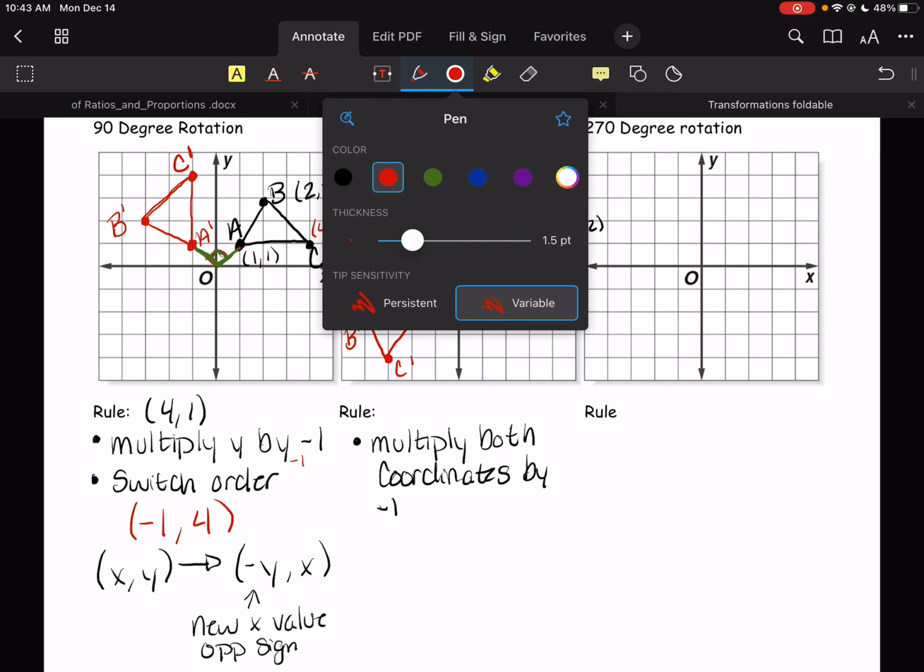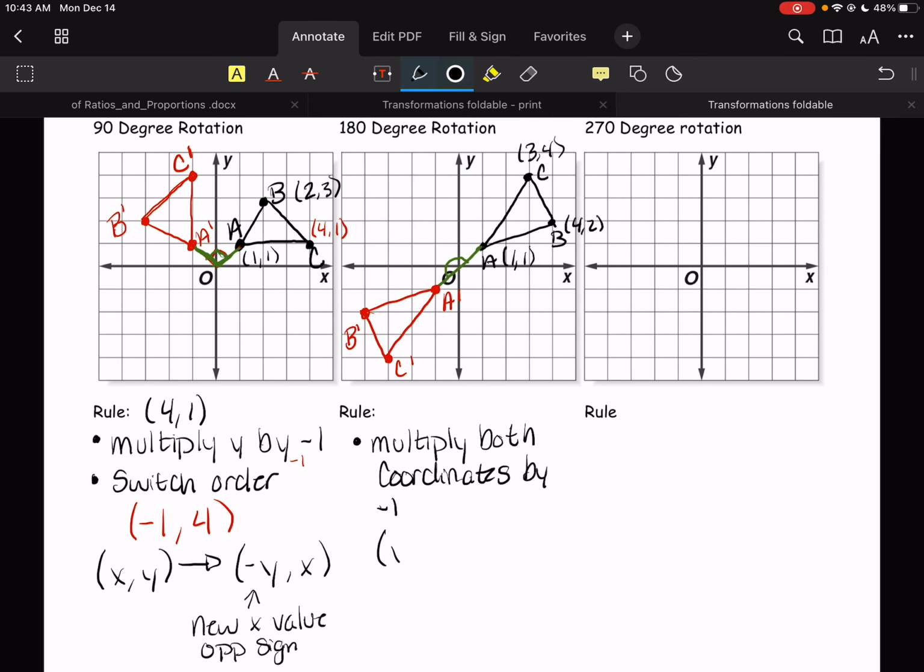So if you're wanting a little bit more visual, all you're doing is x, y becomes -x, -y. If it was positive, it becomes negative. If it was negative, it becomes positive. It's just the opposite sign. So again, whenever you have that negative in your new one, it just means the new value is the opposite sign.